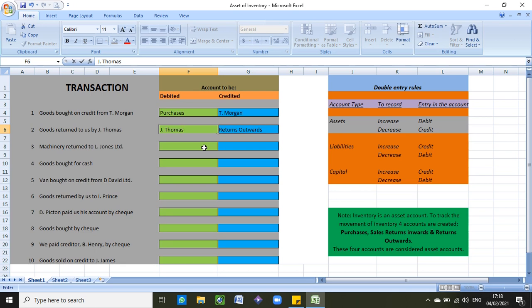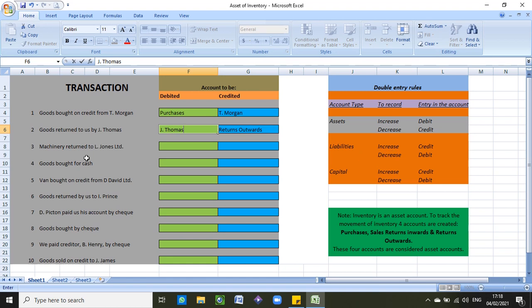debit J. Thomas. But why am I doing a debit entry on J. Thomas? Well, simple, because this J. Thomas right here is a liability. So I owe this particular supplier less. How do I show that I owe less for a liability? I do a debit entry according to the rule that I have here.